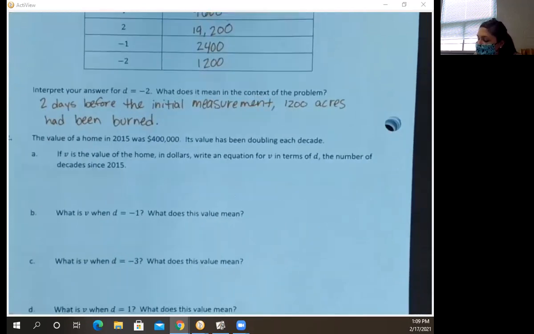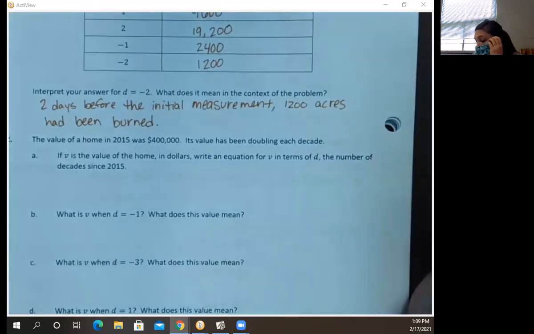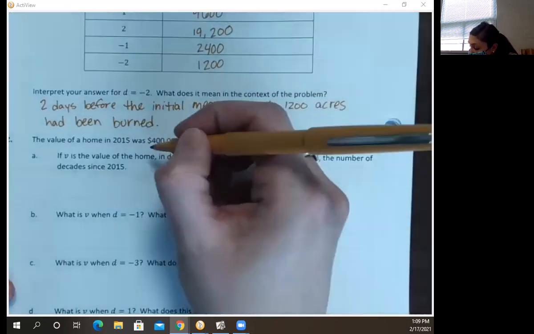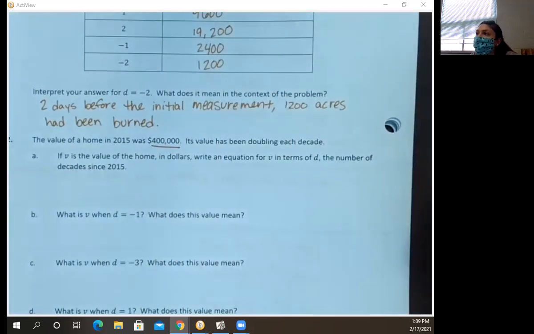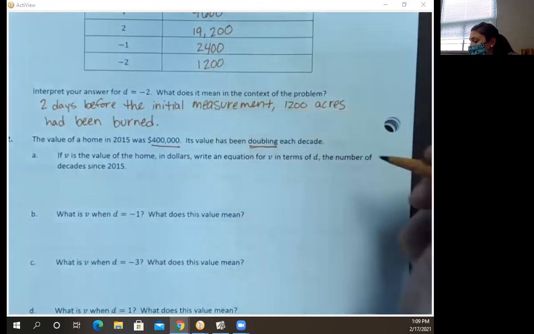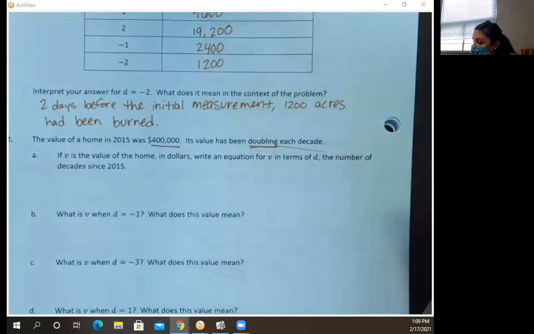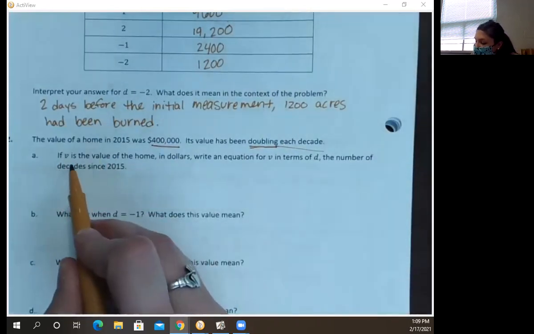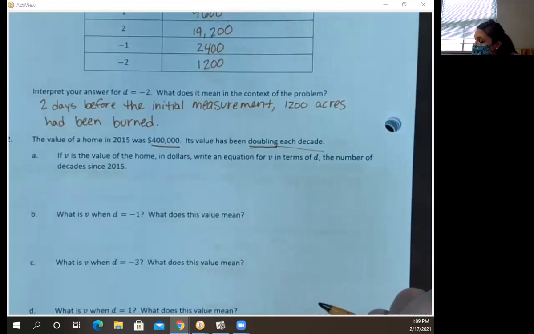Okay, now let's take a look at the second problem. It says the value of a home in 2015 was $400,000. Its value has been doubling each decade since. So we have our initial measurement there, and then we have a description of how we're changing. We're doubling each decade. So the first thing we want to do, it says if V is the value of the home in dollars, write an equation for V in terms of D, the number of decades since 2015.